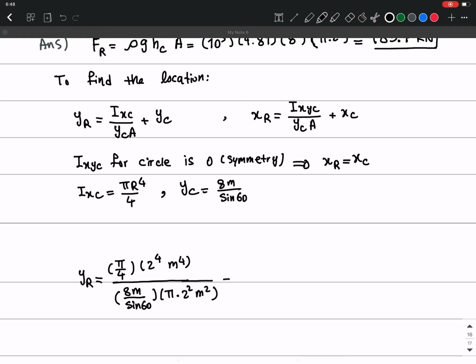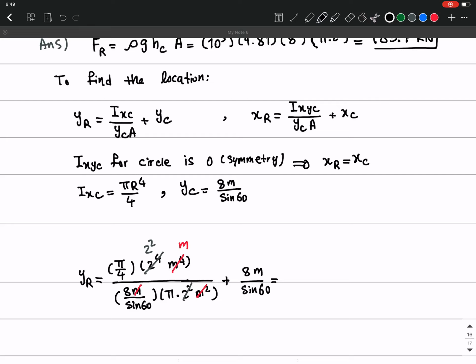Okay, so these two are going to cancel out, so we are going to have 2 to power 2, and then these three also going to cancel out. We are going to have meter here, so this is correct. This is going to be a length, and then we have this plus yc, which is, what is yc? It is 8 meter over sine 60.